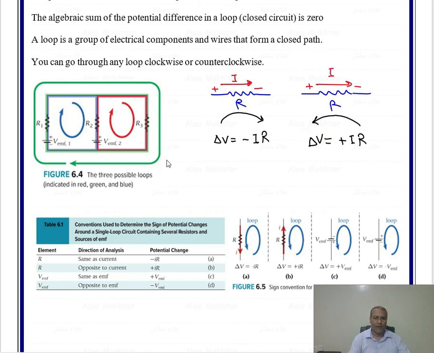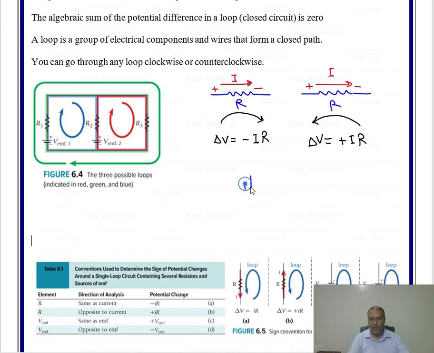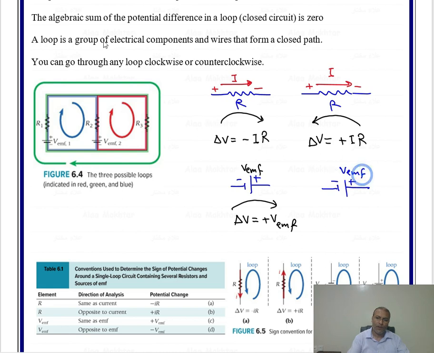What about a battery? In a battery, there is a difference. In a battery, the long side is positive, the small side is negative. If I move in the same direction of the battery, like this, delta V in this case equals positive V EMF for this battery. But if we have a battery, the long one is positive, the small one is negative, and it has EMF, electromotive force, and we move in the opposite direction like this, we will find negative V EMF. It refers to delta V for this battery.